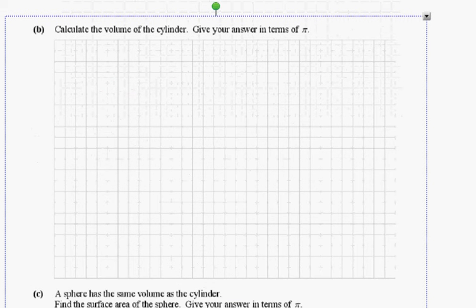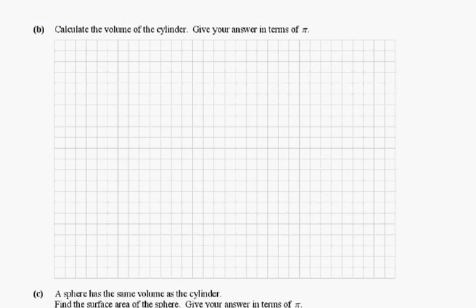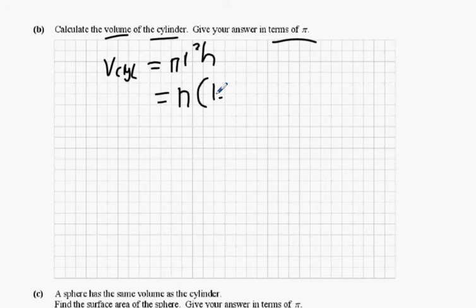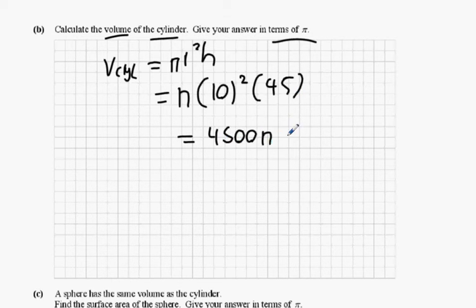Calculate the volume of your cylinder, giving your answer in terms of pi. 3 marks. It's a cylinder. You're looking for the volume. Therefore, you're going to use the equation of the volume of a cylinder. Keep it in terms of pi. Use the pi button on your calculator. Radius is 10 squared. Your height is 45. And what do you get there? 4,500 pi centimeters, I say millimeters cubed. Okay.